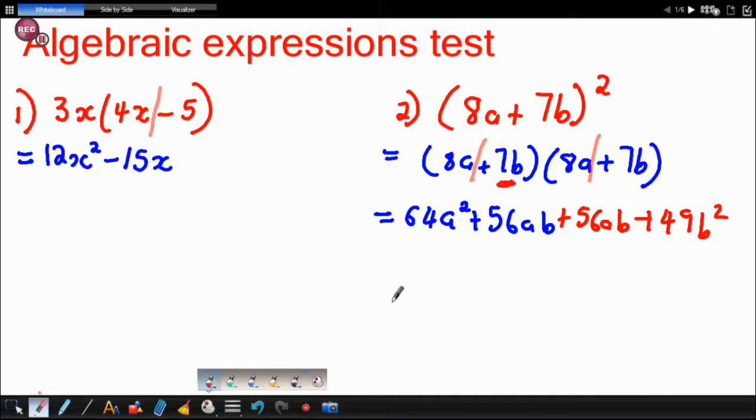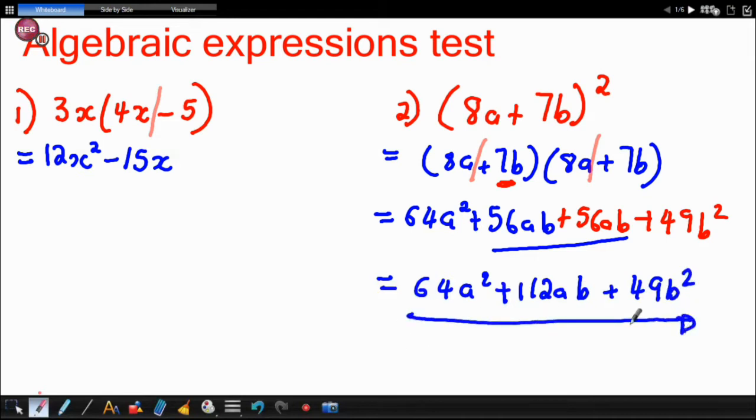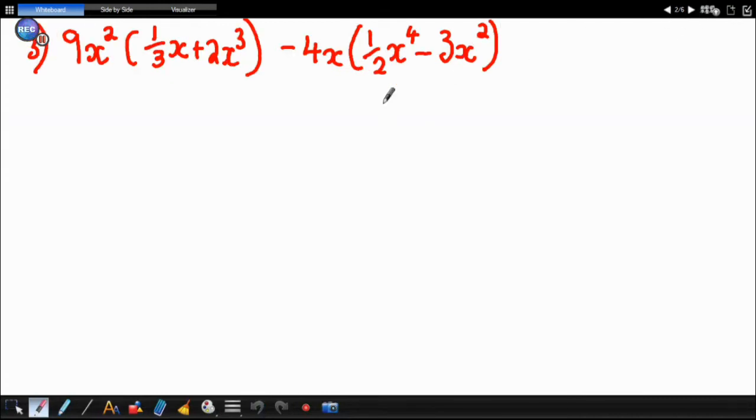Right, let's see. Going back to my blue. I do not have anything else that has an a squared, but I do see that these two terms are like terms, so we can add them together. So we will have 64a squared plus, and then this and this will be 112ab, and then we have the 49b squared there, and that's it, guys. That's exactly what you need to know. Right, now we are moving on to number 3.